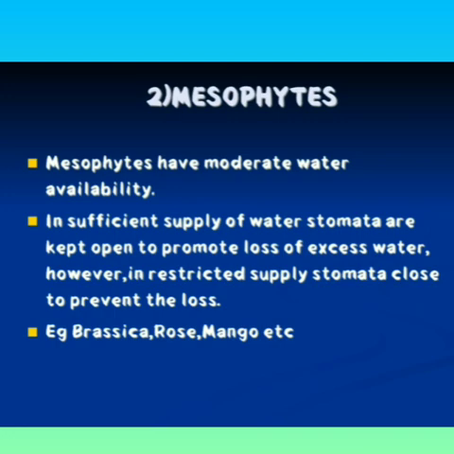In the sufficient supply of water, they open their stomata to increase the rate of transpiration, but when they suffer from dehydration or dryness, they close their stomata to restore their water. In sufficient supply of water, stomata are kept open to promote the loss of water. However, in restricted supply, stomata close to prevent the loss. For example, brassica, rose, mango, etc.